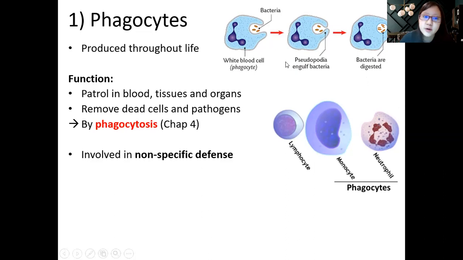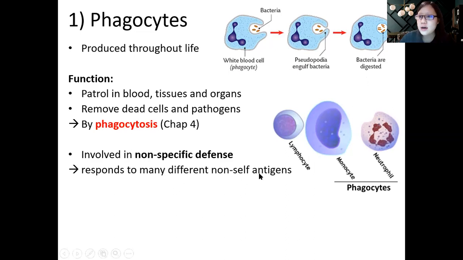Now, we say that phagocytes are involved in non-specific defense. What does that mean? This means that it can respond to many different types of non-self antigens. Its receptor can detect many different kinds of non-self antigens. And it doesn't matter if the pathogen is a bacteria, a virus, or a fungus, or some dead cells, they are going to detect that and engulf it and destroy it.